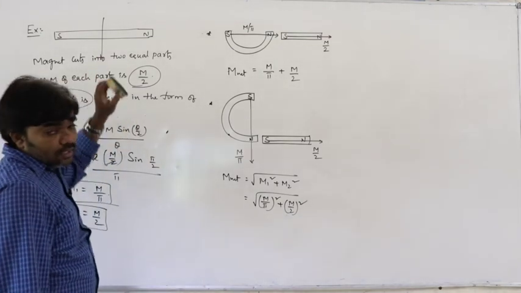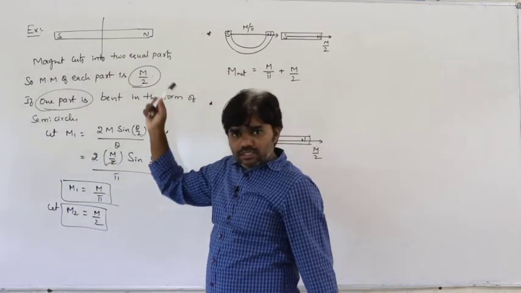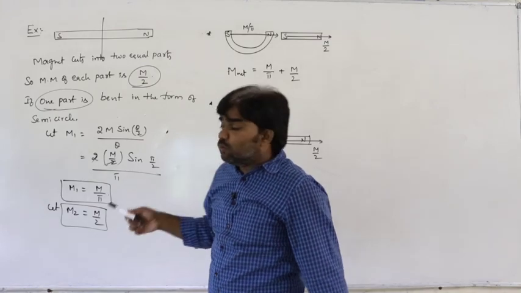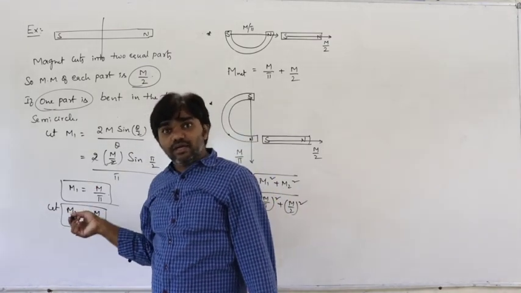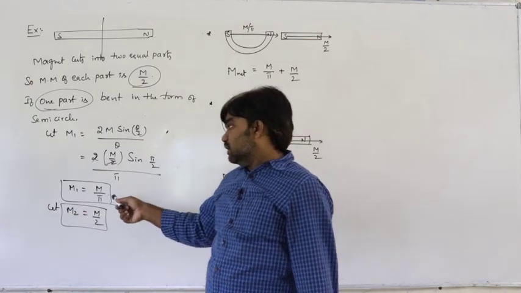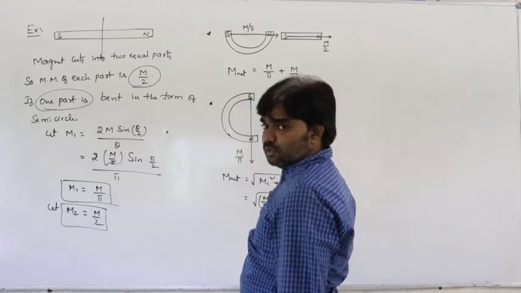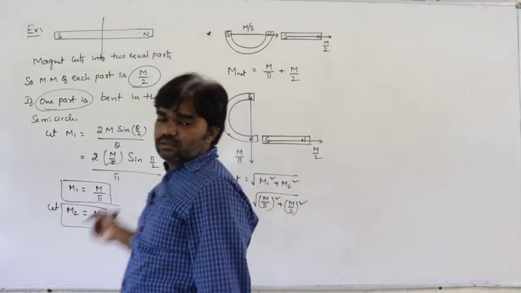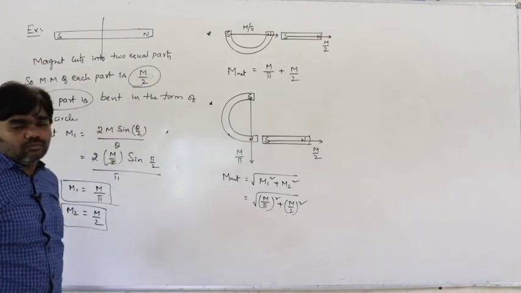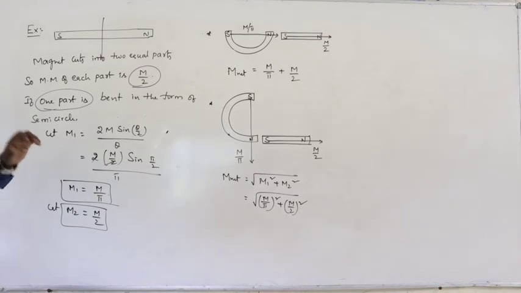A single magnet is cut into two equal parts, so the magnetic moment of each part is m by 2. In that, one magnet is bent in the form of a semicircle, like that, m1 is m by pi. Next, m2 is equal to m by 2. So, if those two are arranged like this or like this, this is the way to do the problem. This is one method.